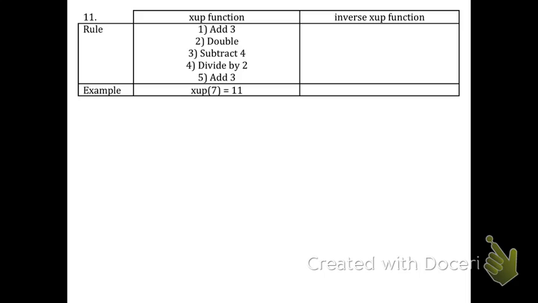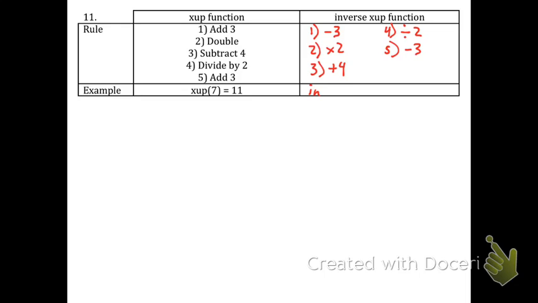Alright, so the inverse XUP function. The XUP function has 5 steps, so the inverse function is going to have 5 steps also. So let's undo them one at a time. To undo add 3, you subtract 3. To undo divide by 2, you multiply by 2. To undo subtract 4, you add 4. To undo doubling, you divide by 2. To undo adding 3, you subtract 3.